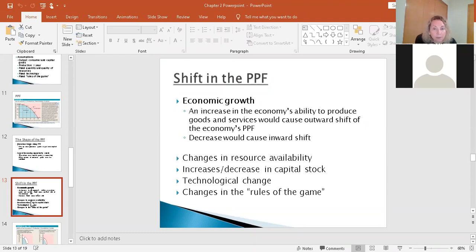Typically, that's what we see happen, and that would increase a PPF. So technically, it could go in either direction because of a change in resource availability. The second one, increase or decrease in capital stock.